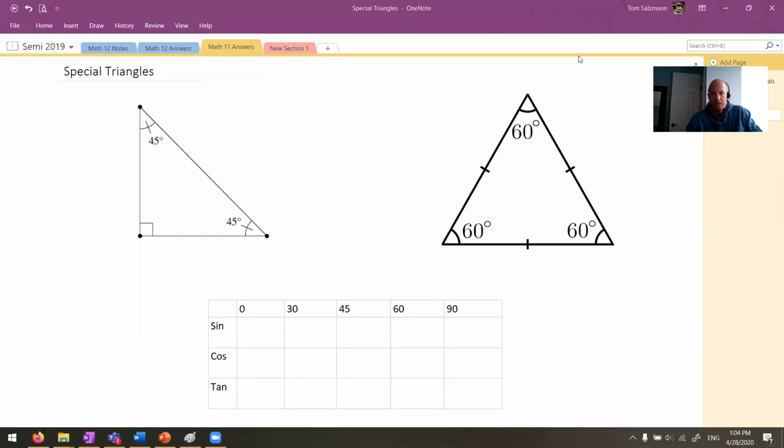Well, well, well, look at that, kids. We got a couple triangles for you to look at here.